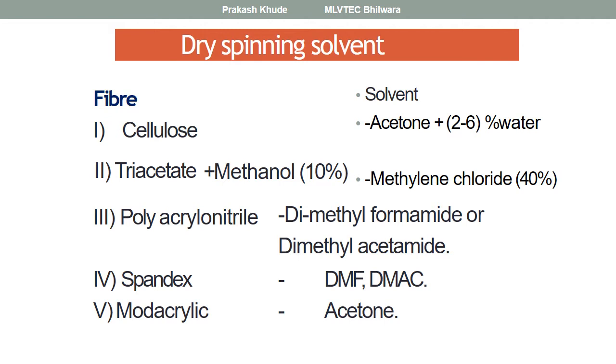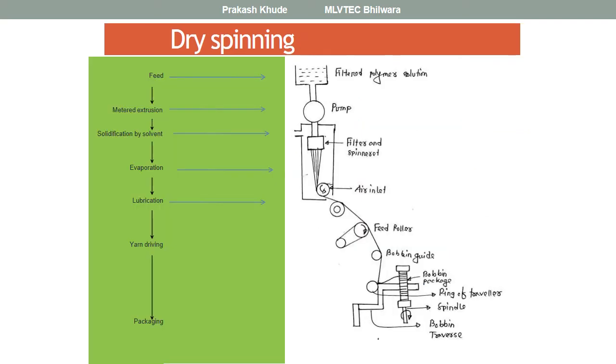If you see here, for the production of polyacrylonitrile we require dimethyl formamide. Similarly, for the production of triacetate, we need methylene chloride. For spandex, DMF. For modacrylic, we need acetone as the solvent. So this is a generalized process of the dry spinning system.